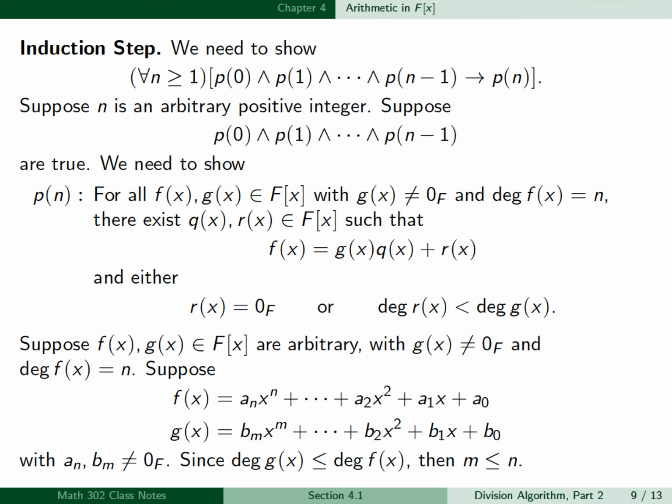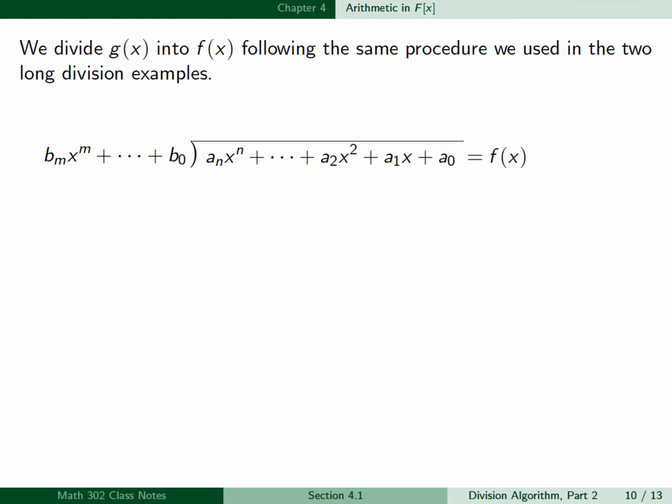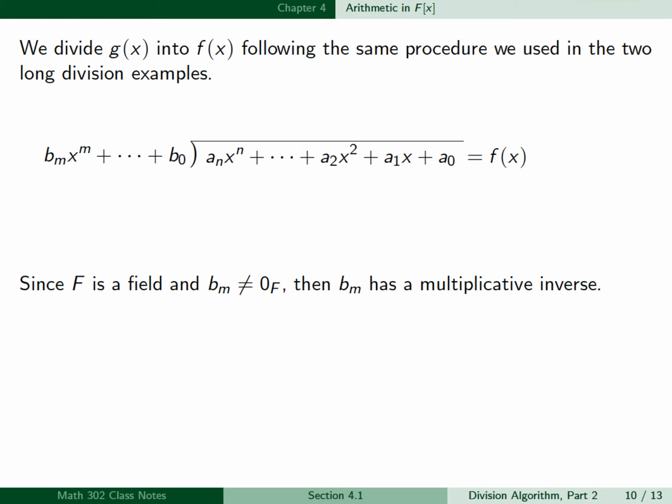Now, since the degree of g of x is less than or equal to the degree of f of x, then m is less than or equal to n. So we're going to start by dividing g of x into f of x following the same procedure we used in the two long division examples. So I'll go ahead and set up a long division notation with g of x as the polynomial b sub m x to the m plus dot dot dot down to b sub 0. And then our dividend polynomial f of x goes inside the long division.